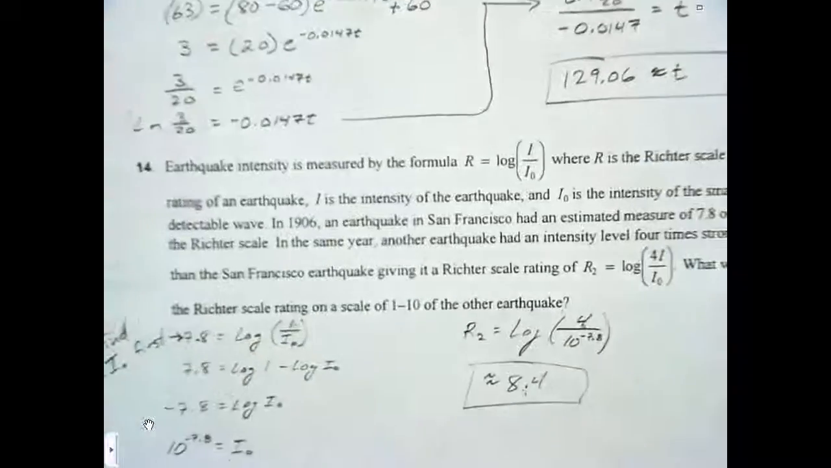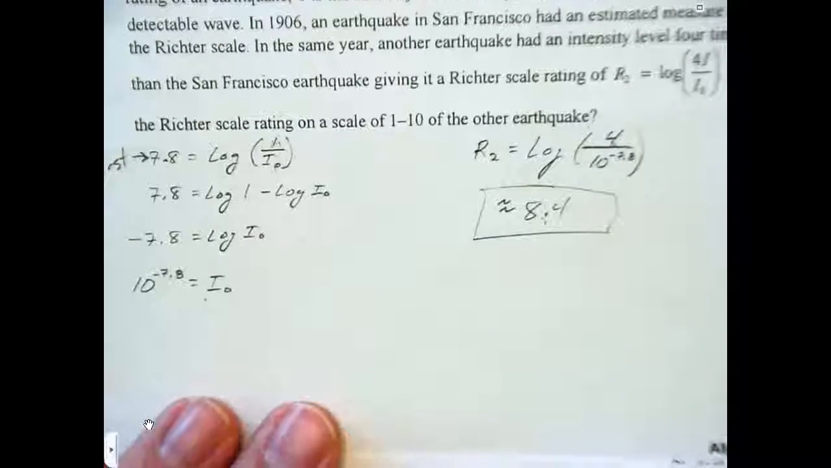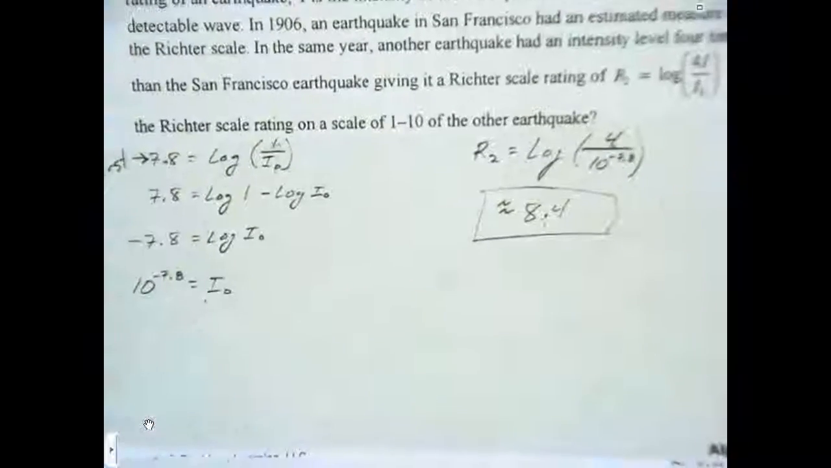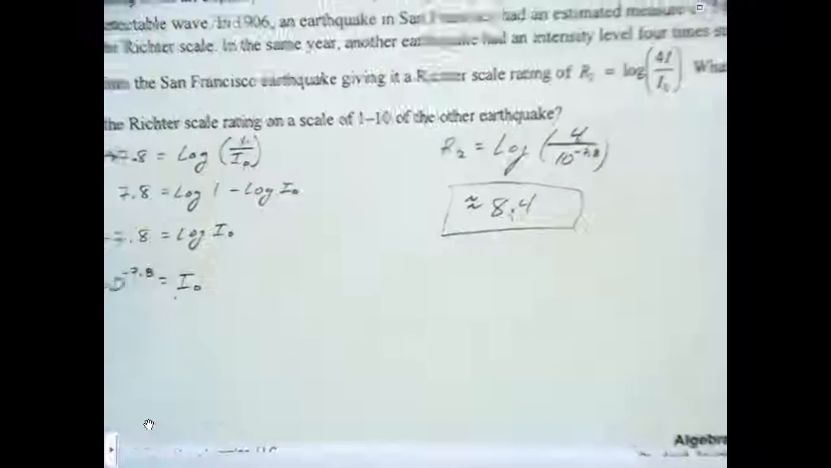Okay. What's that? 10 to the negative 7.8 power. Right here.